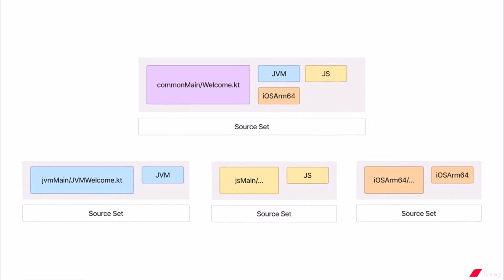Let's say that we have multiple targets like JVM, iOS ARM64, and JS. Kotlin creates a common main source set for common code and corresponding JVM main, iOS ARM64 main, and JS main source sets for these specific targets. During compilation to the JVM, Kotlin selects all source sets labeled with JVM, like JVM main and common main. It then compiles them together to the JVM main class files.